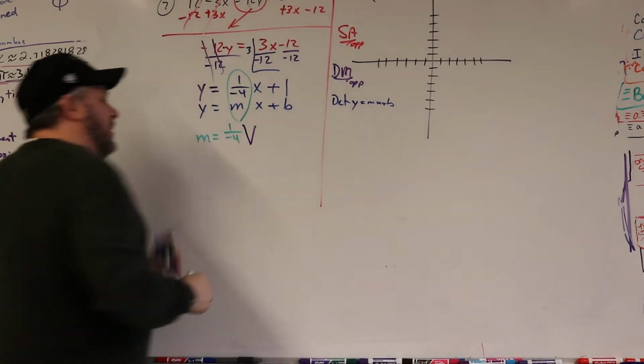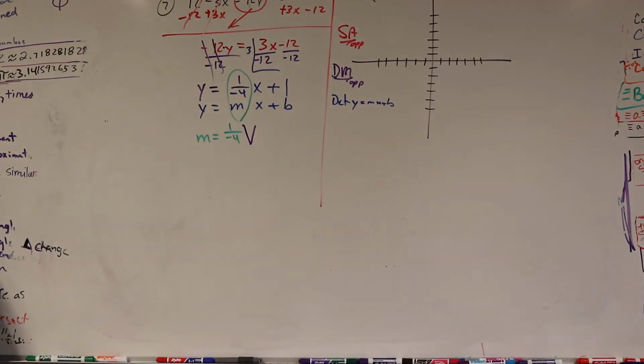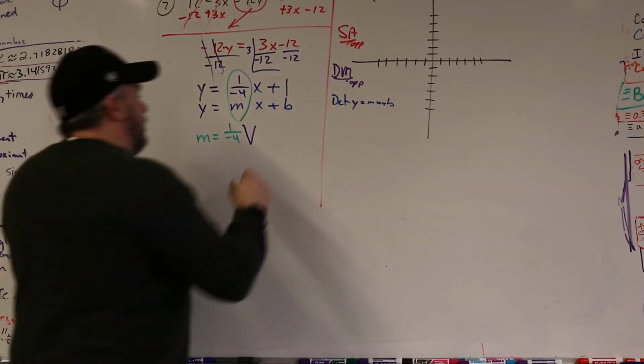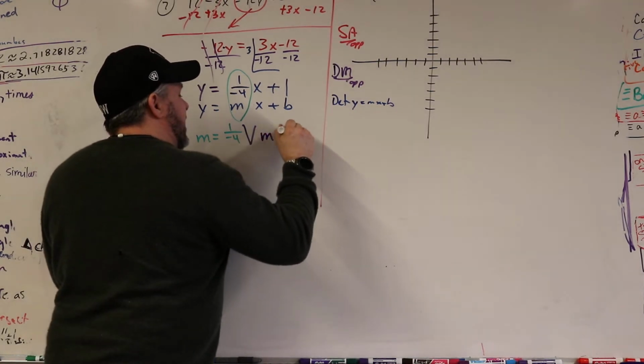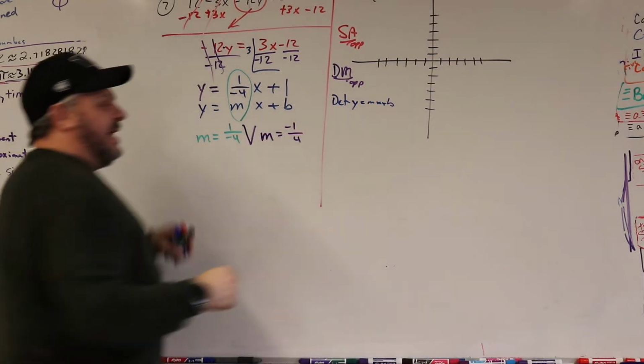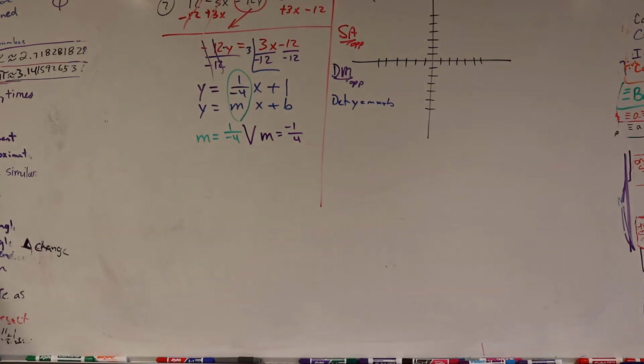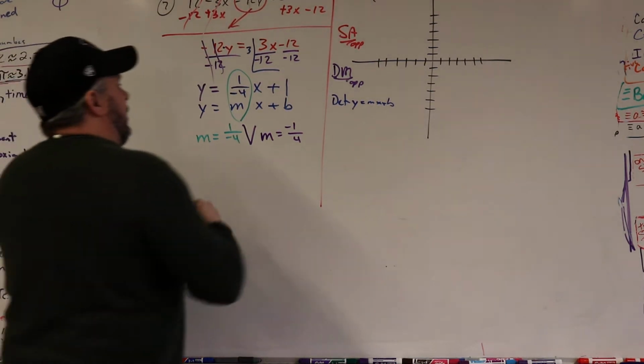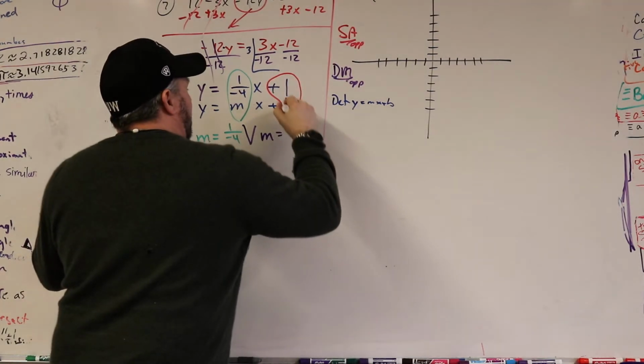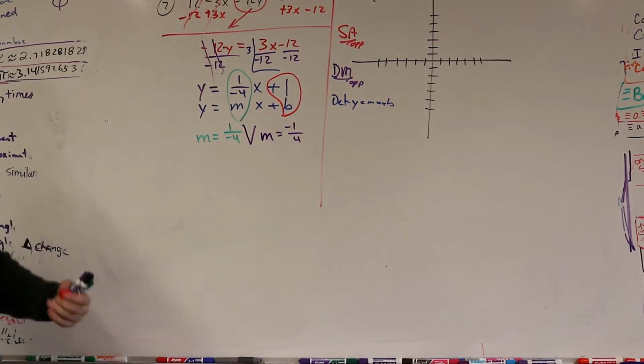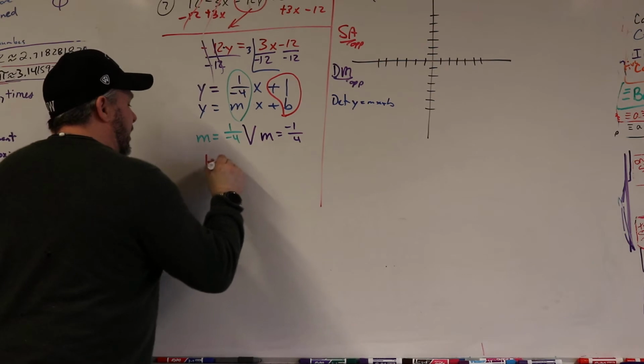Or what? What's another way to write that? M equals negative 1 over 4. Good. Or m equals negative 1 over 4. I like it. I like it a lot. All right, then what is b? 1. So b equals 1.